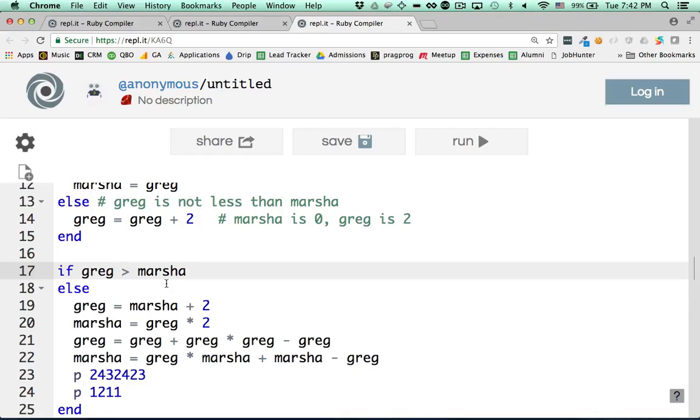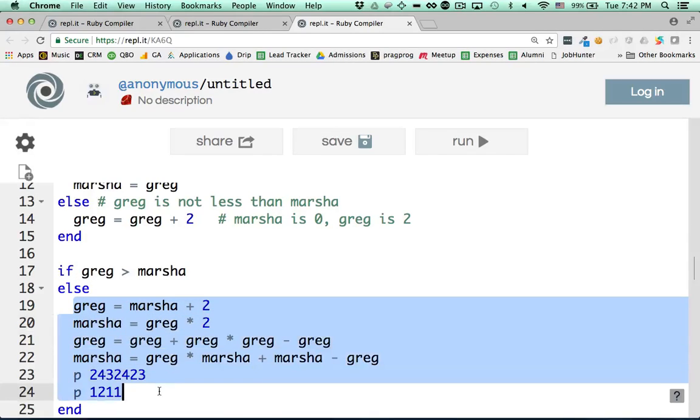So if Greg is greater than Marcia, Greg is greater than Marcia, right? Because Greg is 2 and Marcia is 0. So this is something you haven't seen before. There's actually no code between my if and my else, and that's perfectly valid. We just basically say do nothing. If Greg is greater than Marcia, then do nothing. Otherwise, do all this. But we never hit these lines, right? Ruby skips right over that whole thing.